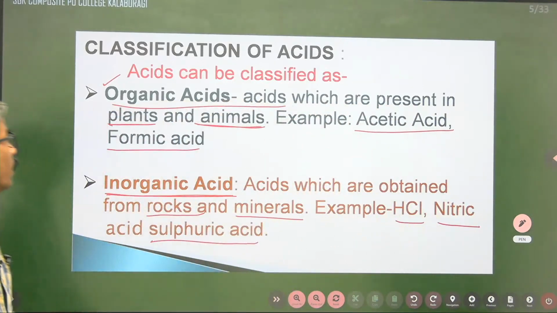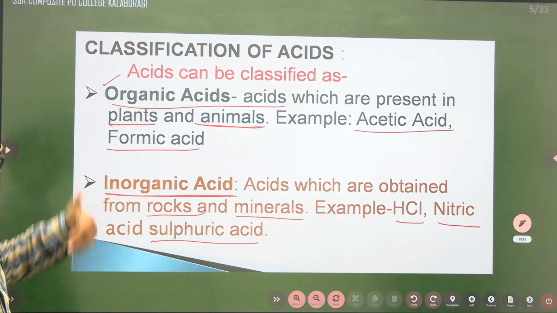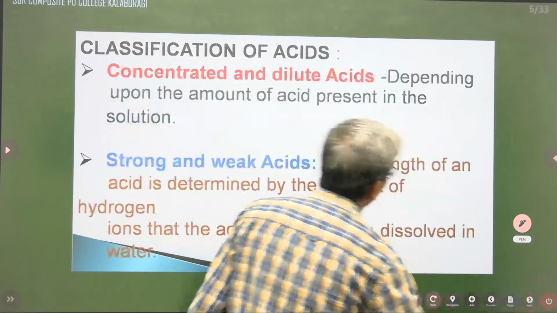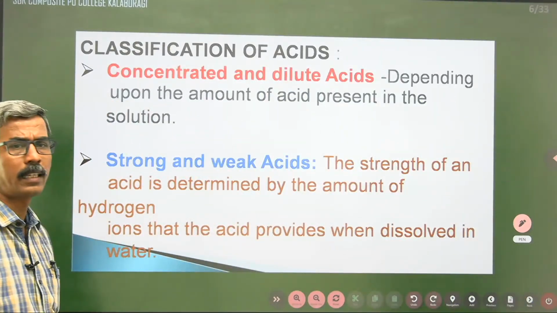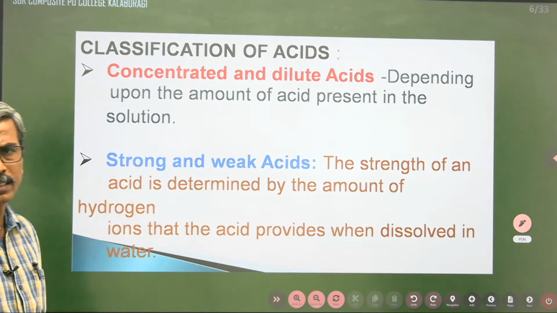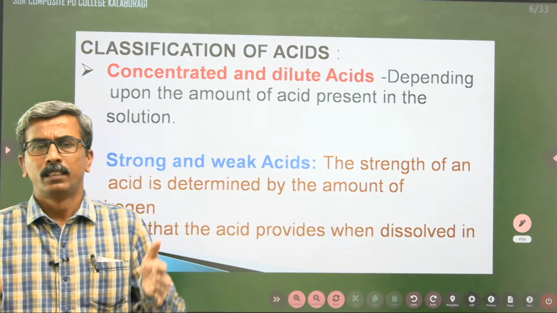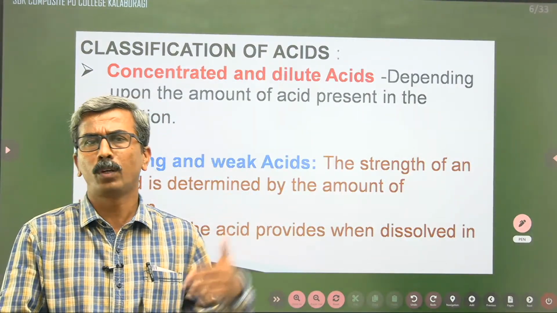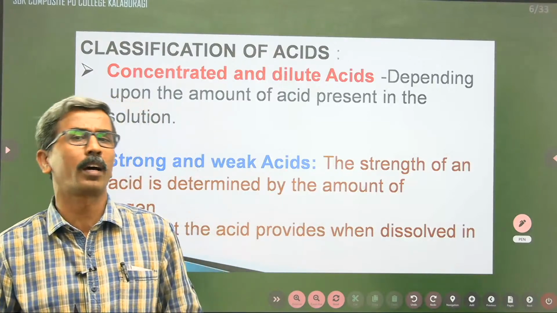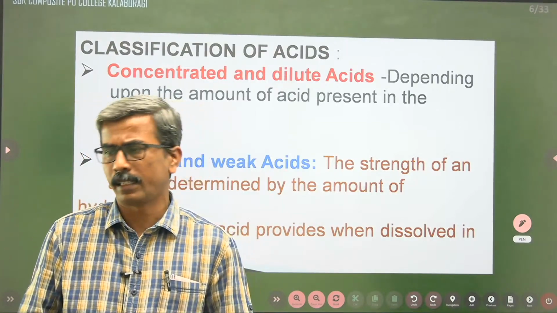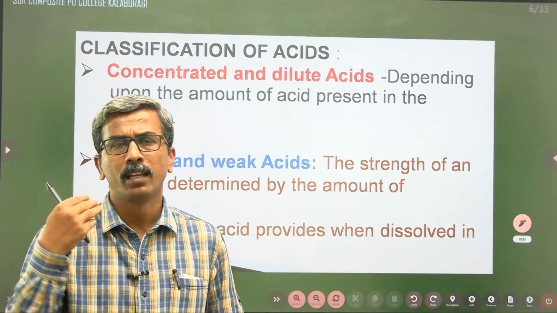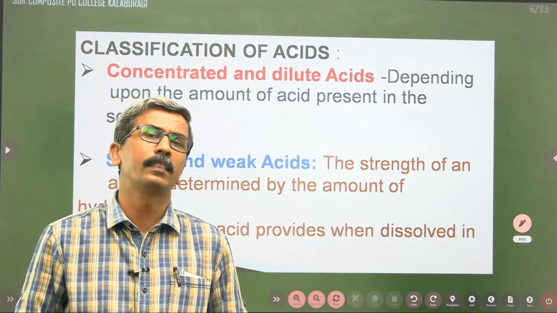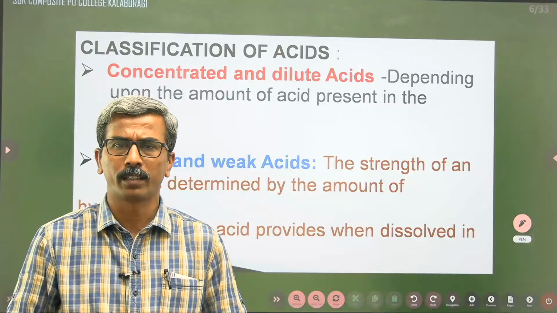Further, these acids, whether organic or inorganic, are classified into concentrated acids as well as dilute acids. Here I am making it clear: first, under classification of acids, we have organic and inorganic. Mainly, what are organic acids? Those extracted or obtained from living things, whether of plant or animal origin. Such acids we call organic.